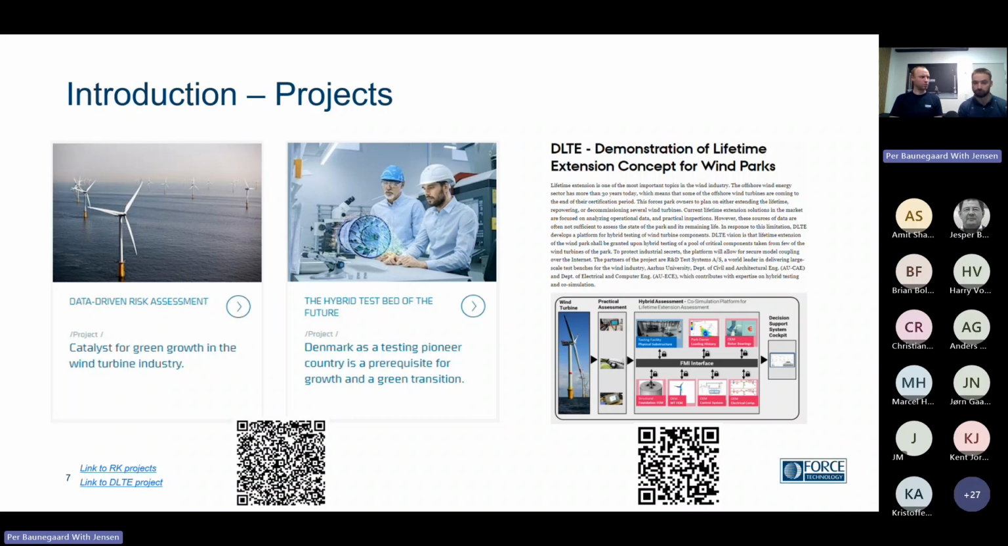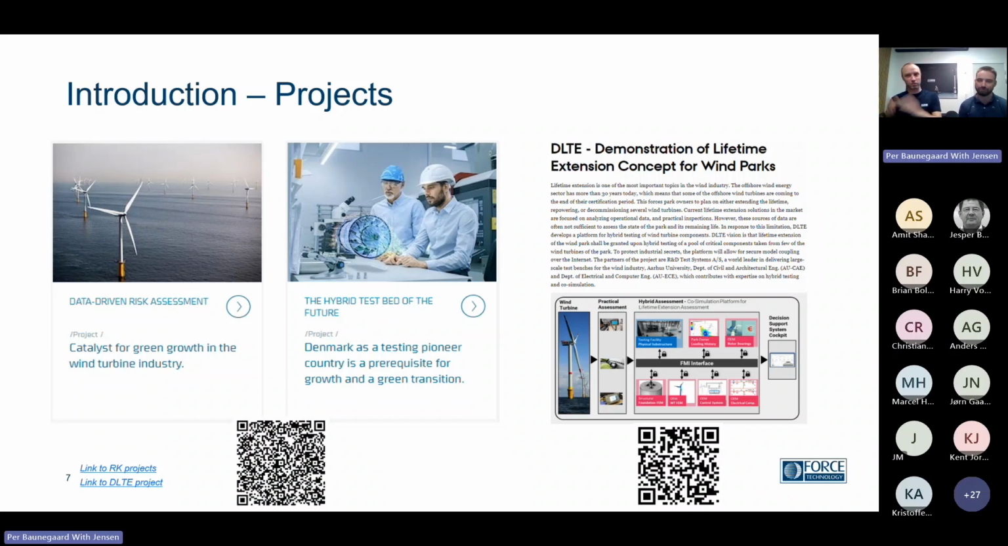Should we just add, because I know people like that, the two projects on the left are funded by the Danish Agency for Higher Education and Science. And the one on the right, DLTE, which we'll get back to, is funded by EUDP, which is not an EU program, but an energy ministry program, I think, for Denmark. Yeah, it took me a while to figure that out when I first started.